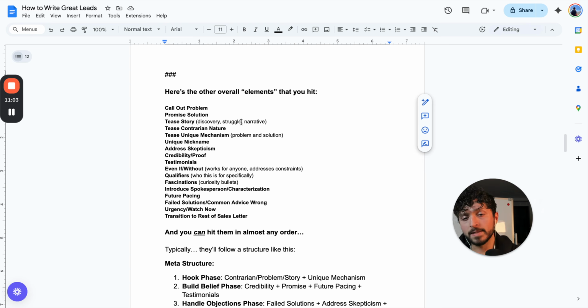Those are the main elements that you want to hit. And typically, you can hit them in almost any order. So you could say, hey, here's this goldfish, and this goldfish is going to teach you how to get laid. If you're skeptical, I understand, but in a minute, you're going to figure out why this 3-second goldfish technique actually flies in the face of almost everything that you've ever seen before in the past.